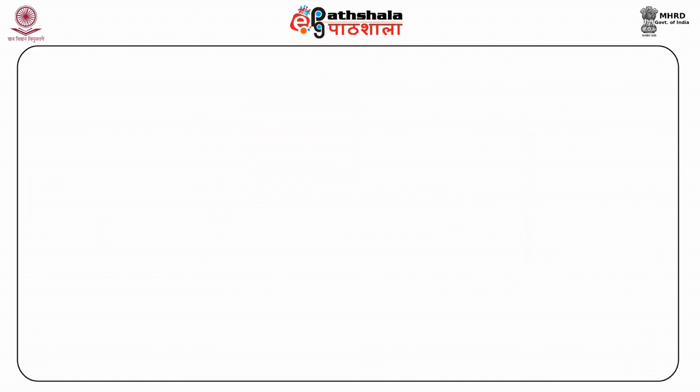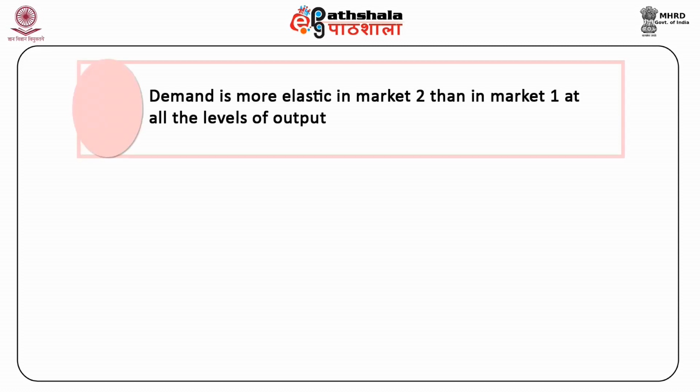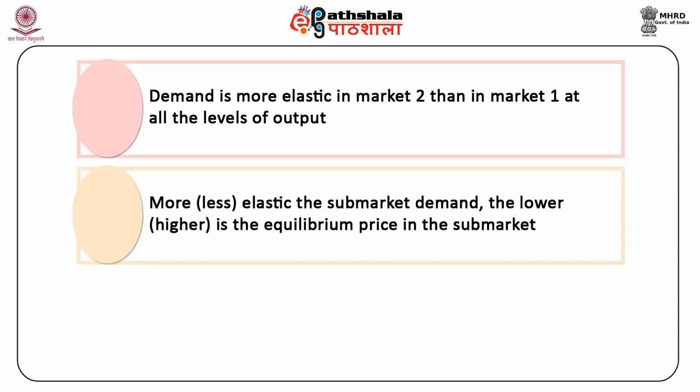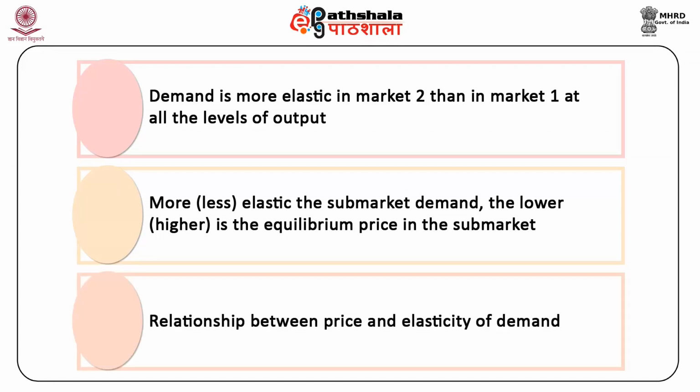Let us now discuss price discrimination and elasticity of demand. We have seen in figure 2 that demand is more elastic in market 2 than in market 1 at all the levels of output, and the more elastic the sub-market demand, the lower is the equilibrium price in the sub-market. This can be shown with the help of the relationship between the price and the elasticity of demand.